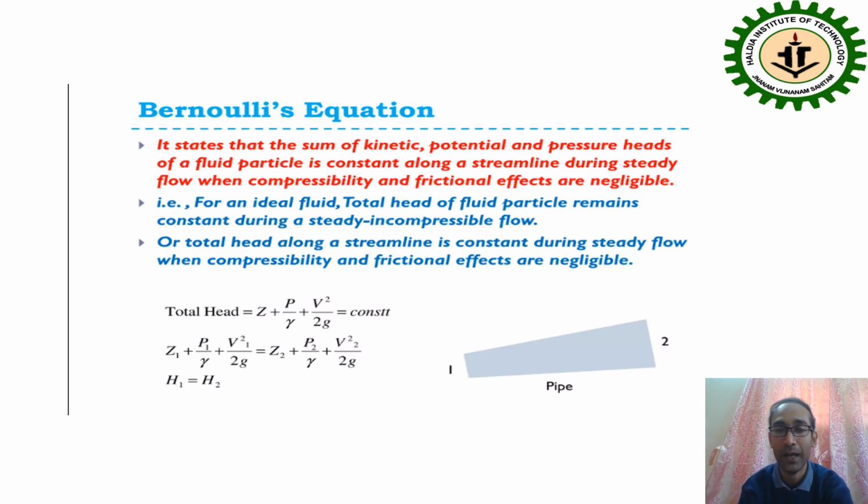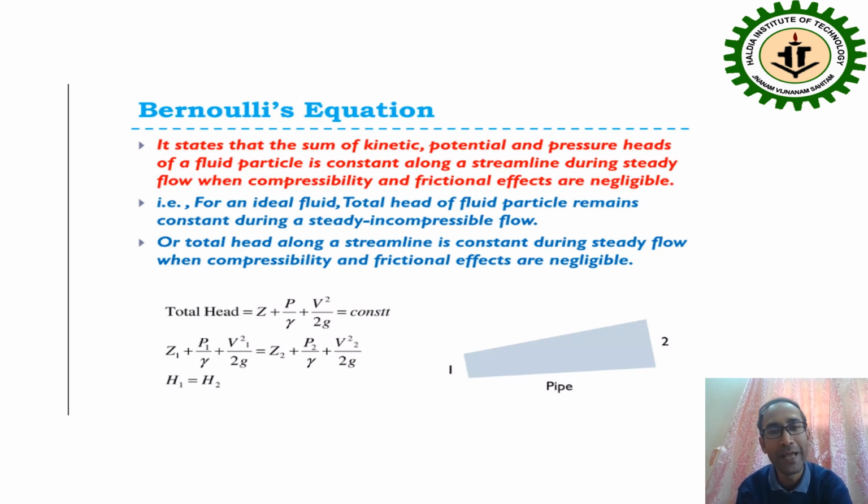So in this module, Bernoulli's equation is very important and it is the most famous equation in fluid dynamics. It states that the sum of kinetic, potential and pressure heads of a fluid particle is constant along a streamline during a steady flow when the compressibility and frictional effects are negligible. That means different types of frictional effect, whether minor or major frictional loss, are negligible.